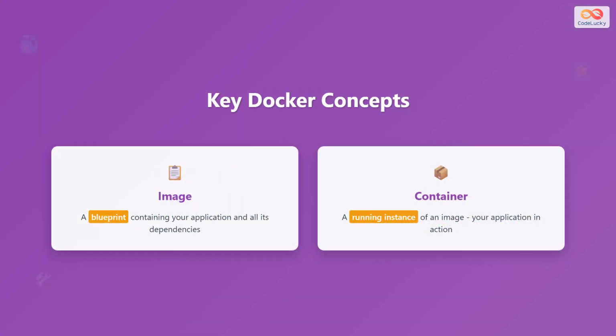Let's look at the key concepts of Docker. The first is the image. An image is a blueprint containing your application and all its dependencies, like a template. The second key concept is a container, which is a running instance of an image, essentially your application in action. Think of an image as a class and a container as an object of that class.